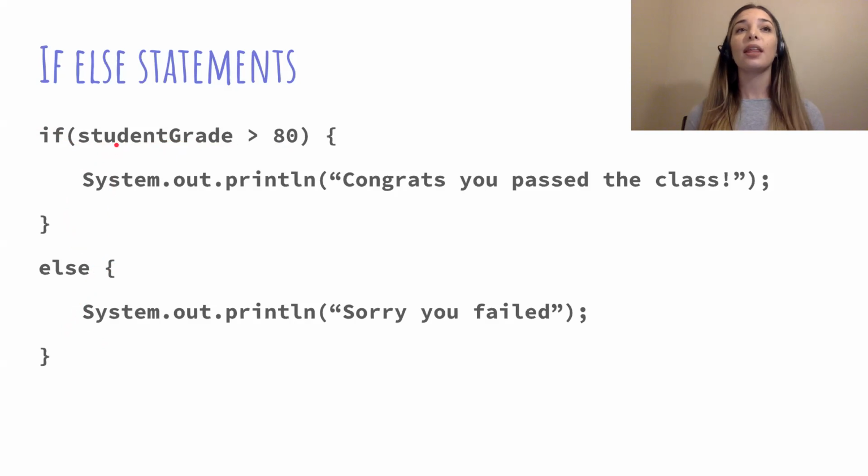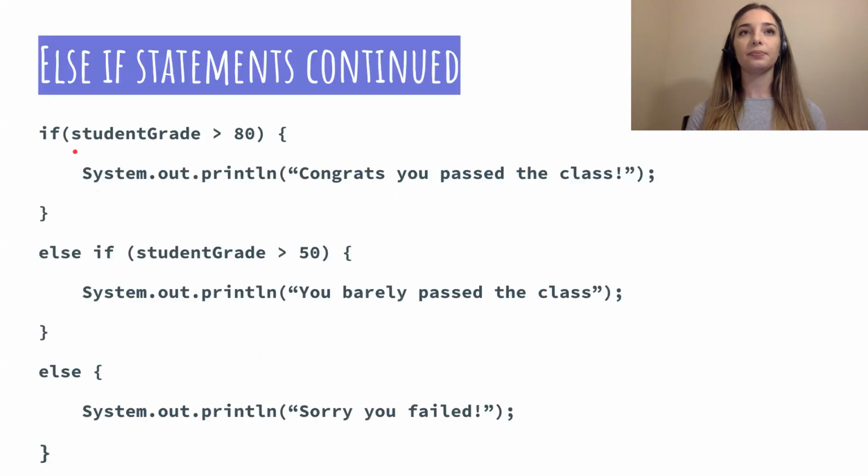If, however, the if statement's condition evaluates to true, then we will do this code and we'll totally ignore whatever's in the else statement. So for example, student grade is greater than 80. If this evaluates to false, we're gonna print out, sorry, you failed. If this evaluates to true, so if the grade is greater than 80, then we'll say, congrats, you passed the class, and we'll totally ignore this else code because we did go into the if statement's code. So else is just anything that happens if doesn't happen.